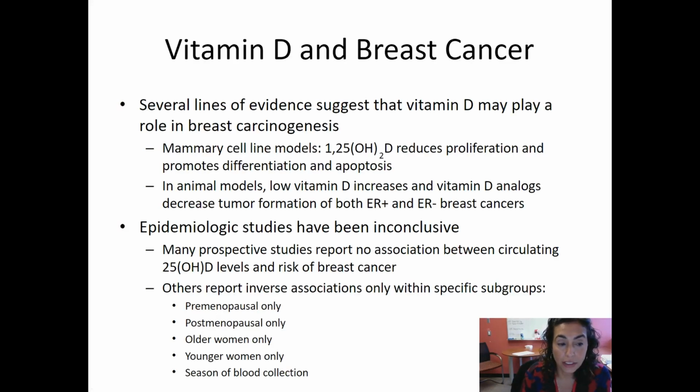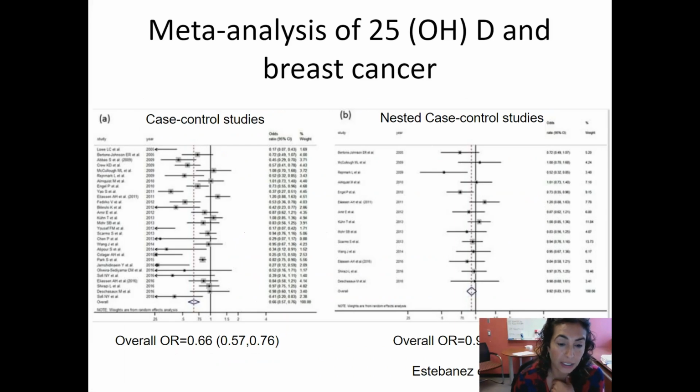The final research vignette I would like to share with you is the impact of vitamin D supplementation on breast tissue. There are several lines of evidence that suggest that vitamin D may play a role in breast carcinogenesis. We know this from cell line models and animal models, and it seems to be associated with reducing risk of both ER positive and ER negative breast cancer. Unfortunately, the epidemiologic evidence has been largely inconclusive, mostly showing null associations or an inverse association only within specific subgroups. These are data from a meta-analysis, and if you focus on the right-hand panel, these are the nested case control studies, studies in which the blood was sampled prior to any disease, and it shows a very modest inverse association with breast cancer.